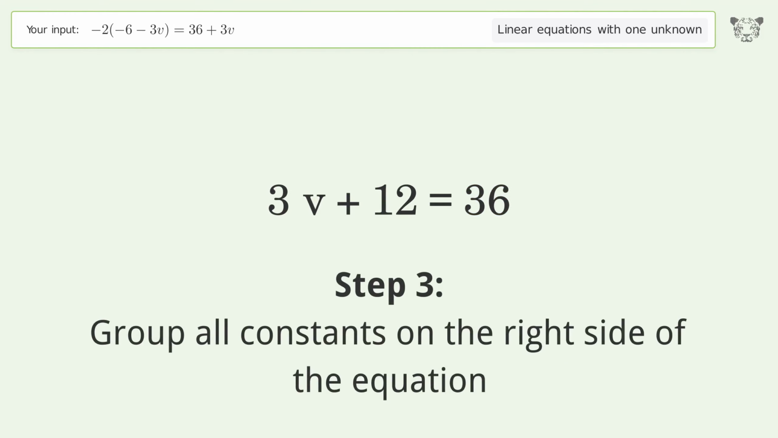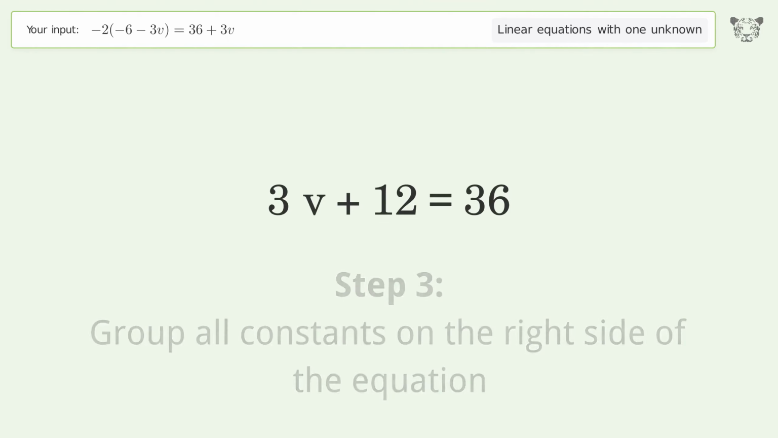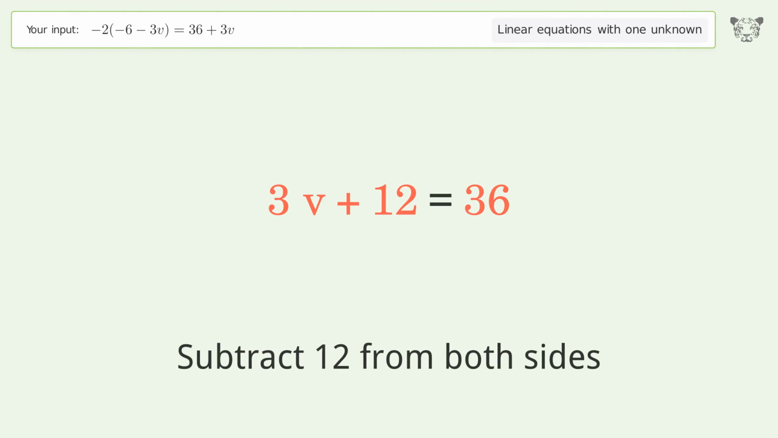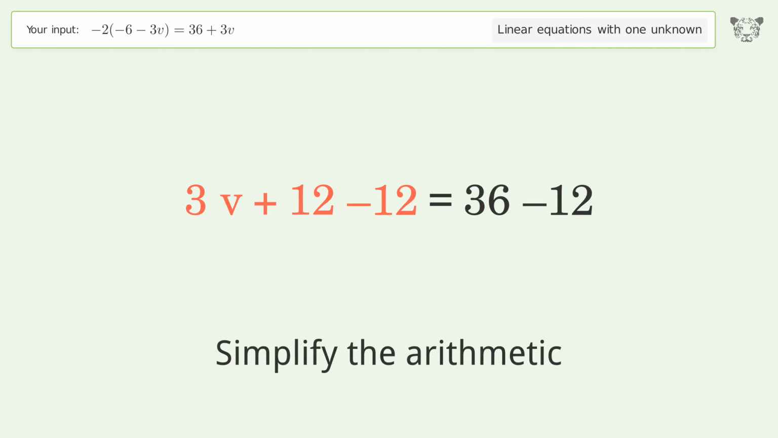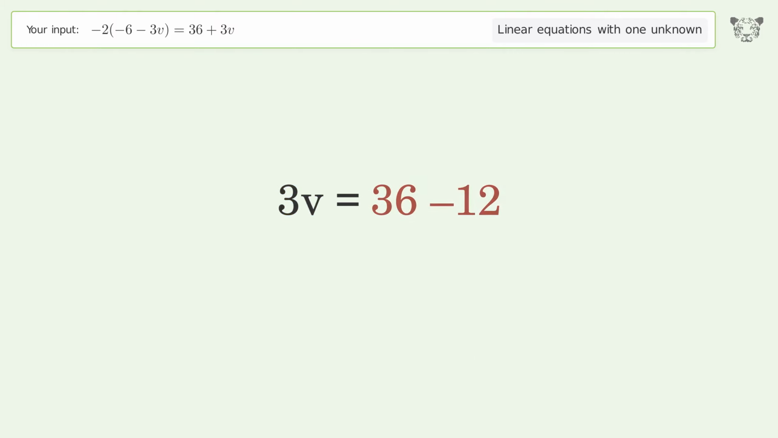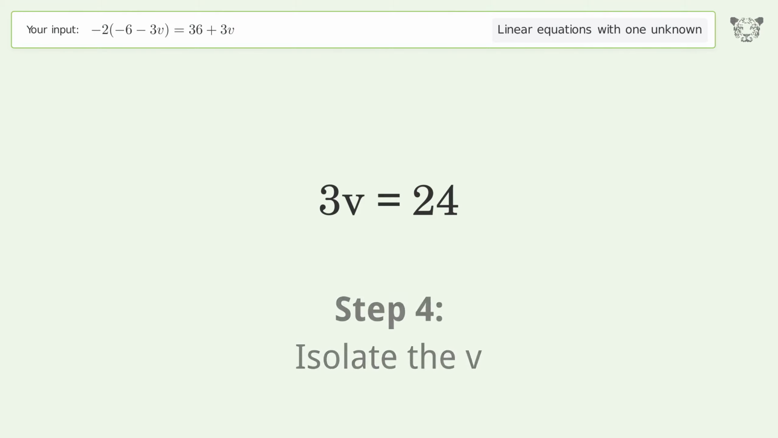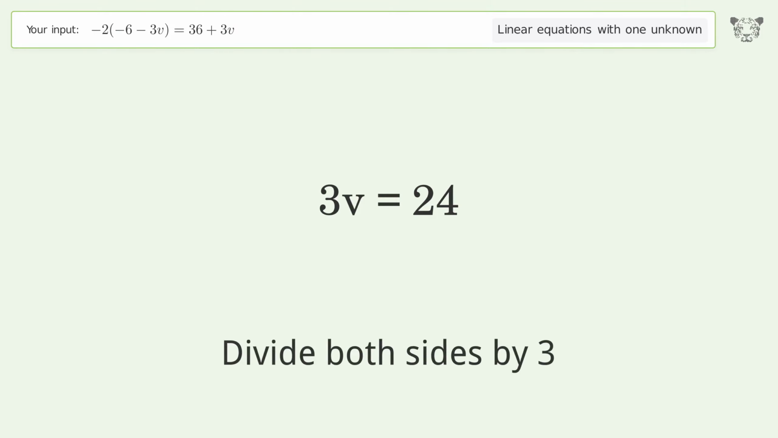Group all constants on the right side of the equation. Subtract 12 from both sides. Simplify the arithmetic. Isolate the v. Divide both sides by 3.